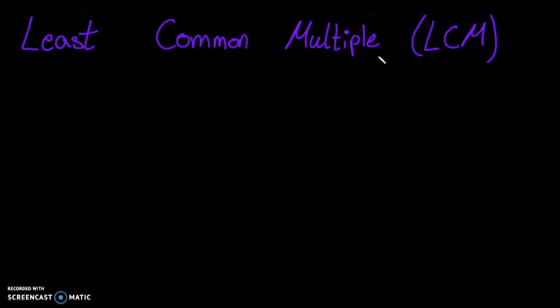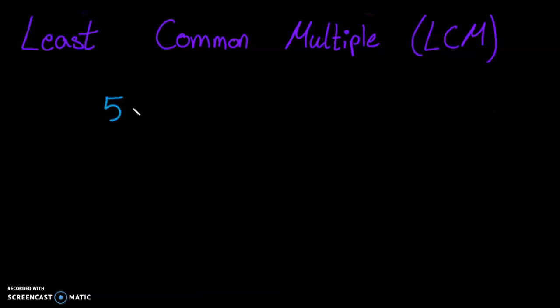Least common multiple, or LCM for short. So a multiple of a number is the number we get when we multiply it by another number. As always, let's look at an example.